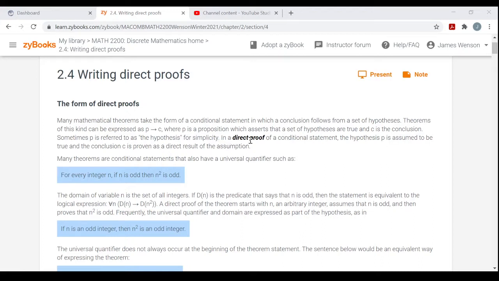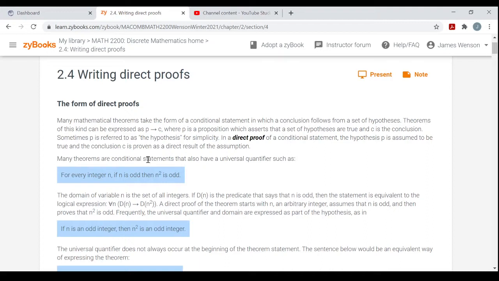In a direct proof of a conditional statement, an if-then statement, the hypothesis P is assumed to be true, and the conclusion C is proven as a direct result of the assumption. So you start with the hypothesis, you start with whatever statement P is, and you end with C, right? You try to show that C is true.